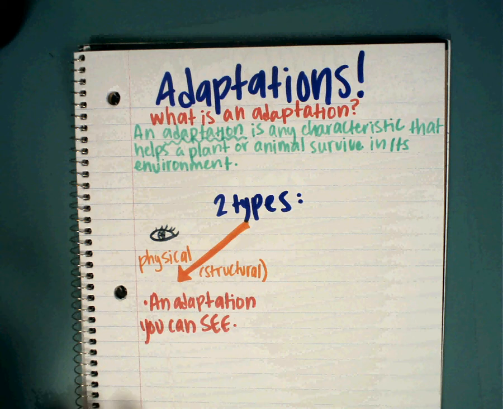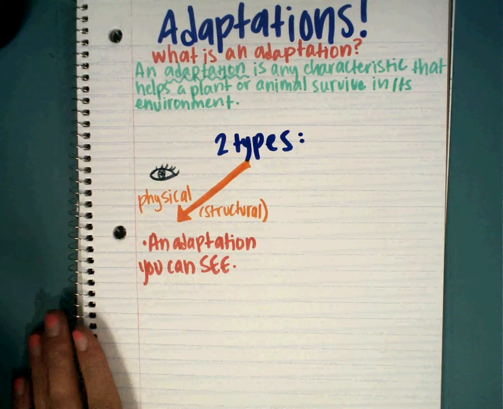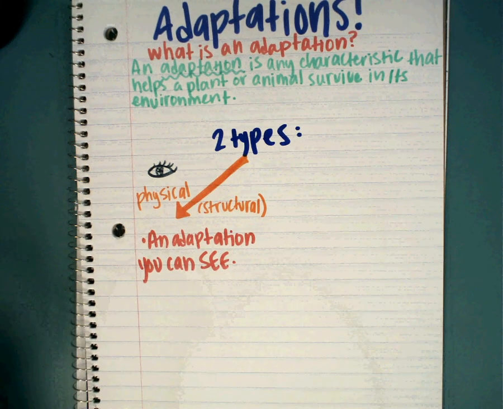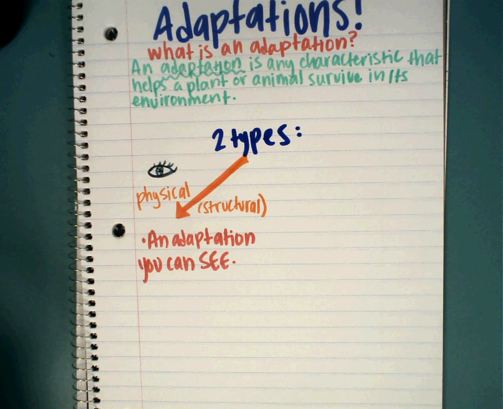Okay. So examples of physical, structural, external, all of those words mean the same thing. It's something that you can see that it has on its outside. So one of my physical adaptations, one of my physical characteristics is that I'm tall, right? You can see that when you just look at me. But we're not going to give examples of that kind yet. We're going to say what the other type of adaptation is.